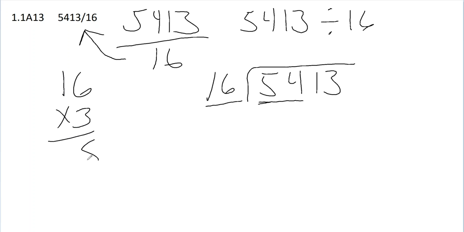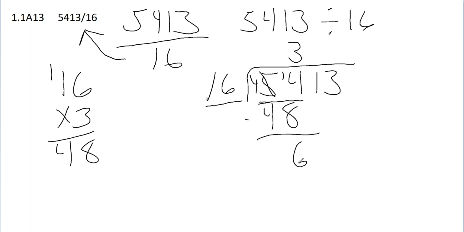3 times 6 is 18, 1 times 3 is 3, plus 1 is 4. So 48 does work. So we're going to put 3 there and a 48 right here. After we divide in division, we subtract. So we need to borrow, and 14 minus 8 is 6. 4 minus 4 is 0. After we subtract, we bring down.